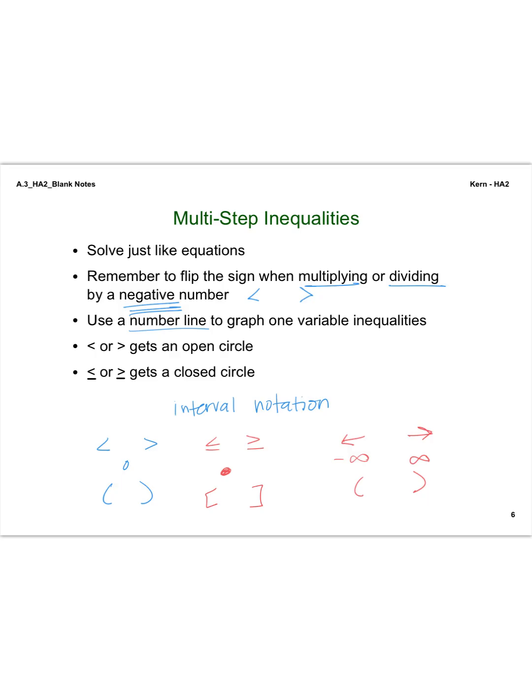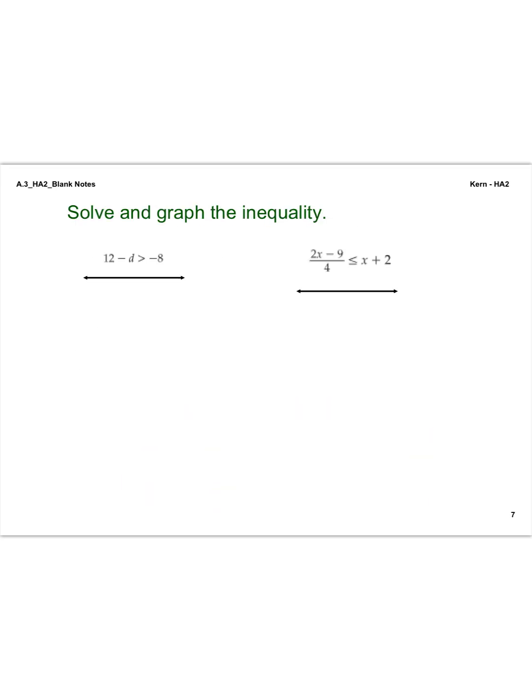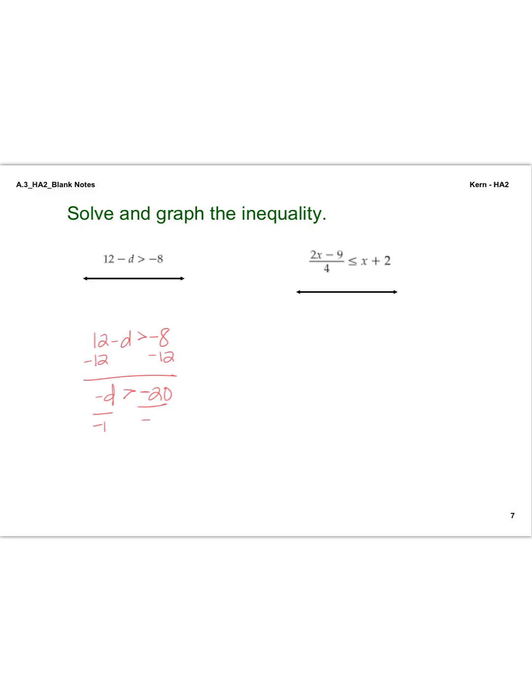So you'll see examples. Okay, so let's see this one. So we have 12 minus d is greater than negative 8. So the whole goal is to isolate the d. So minus 12. So now I have negative d is greater than negative 20. And d is not isolated yet. I have to divide both sides or multiply by negative 1. We know that when you multiply or divide by a negative number with inequalities, you flip the sign. So d is less than 20. Okay, so that's my answer.